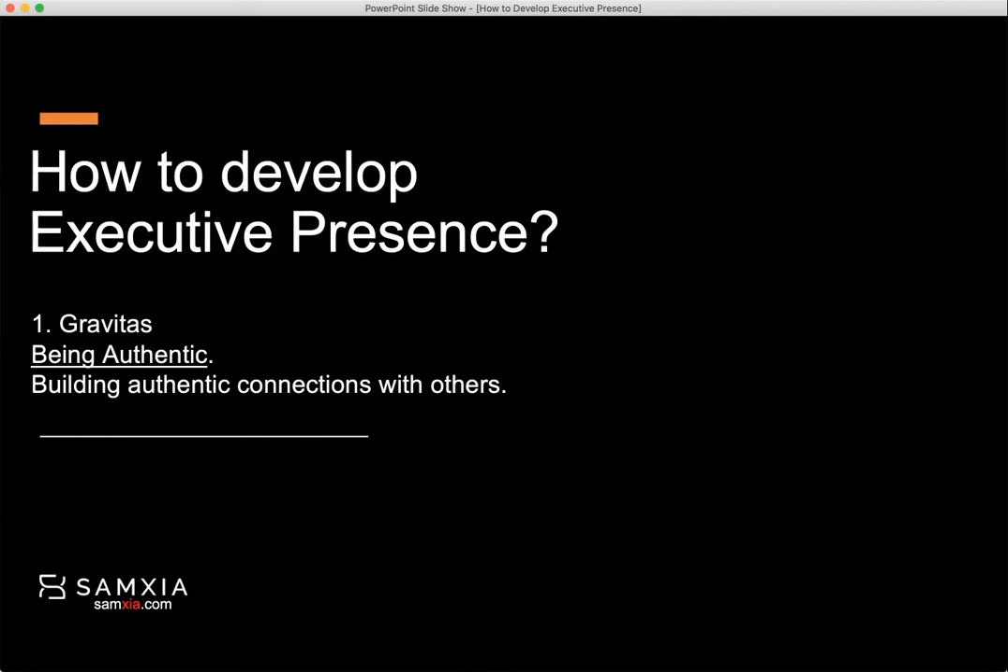And also being authentic, build authentic connections with others. We actually always welcome those leaders or those people who share sincere and authentic connections. We see that this person is more of a human being, not just somebody who is higher up, hard to reach, hard to talk to, or hard to relate to, most importantly.